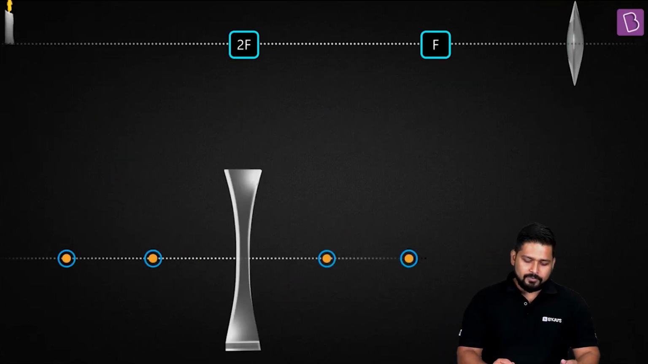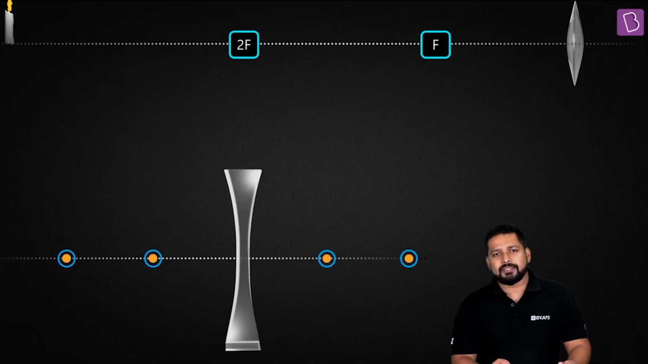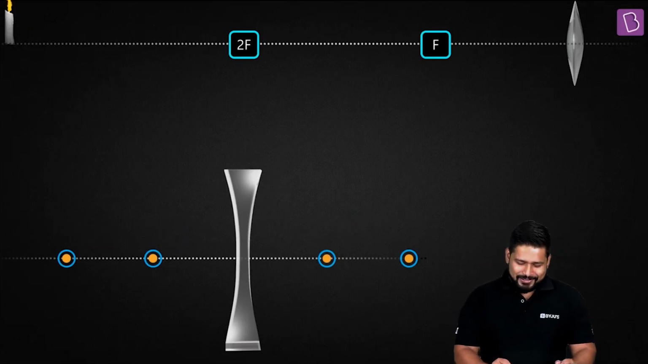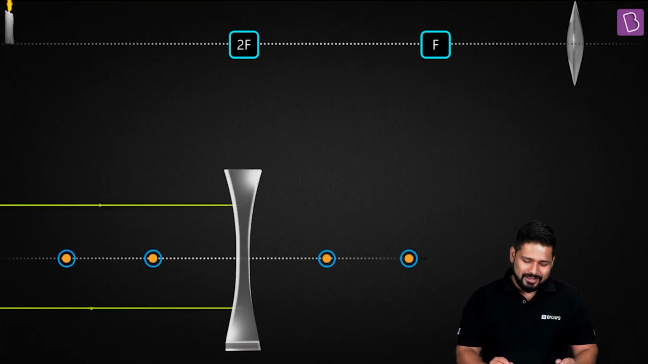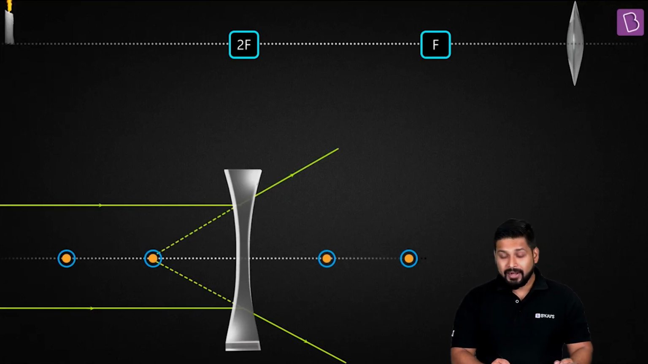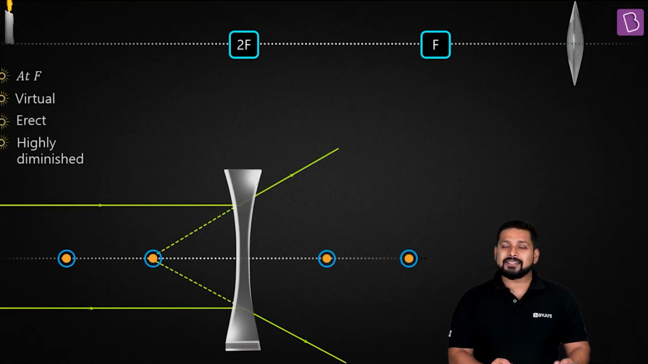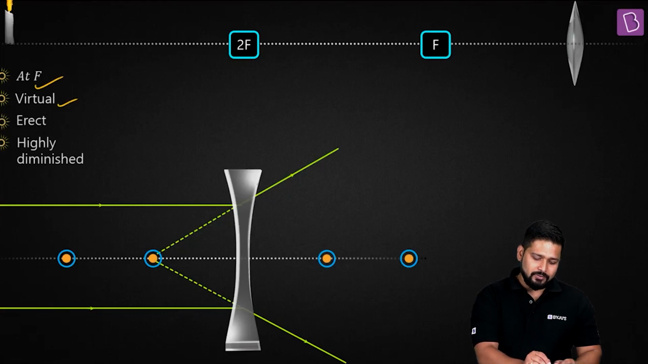Next, talking about the concave lens. What happens in the case of a concave lens? Well, only 2 cases. First is if the object is at infinity, and second is that you place the object anywhere. First, when the object is at infinity, the image is formed at the focus, it is a virtual image, it's erect, it's highly diminished, all that.